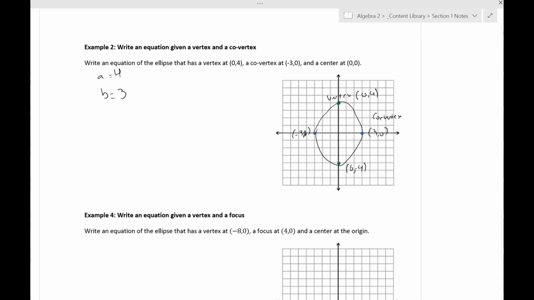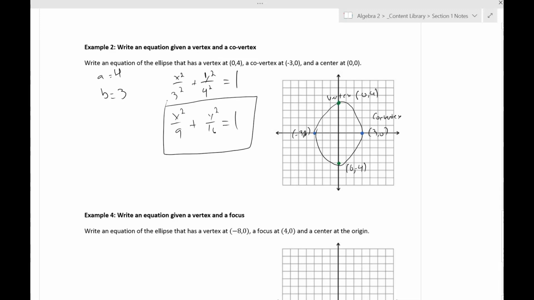So to write the equation, that's easy enough. We know it's x squared over something plus y squared over something equals 1, and you have to think, what's my A value? Your A value is 4, but what does it go under? Since your major axis is on the y-axis, since this is a vertical ellipse, your larger value goes under y. So this becomes x squared over 9 plus y squared over 16 equals 1. That's our answer. So that one's actually not too bad.